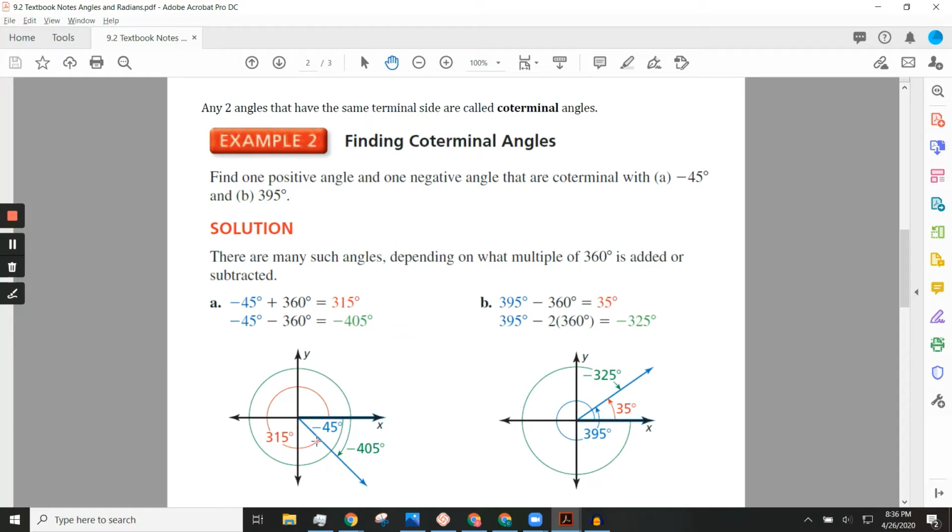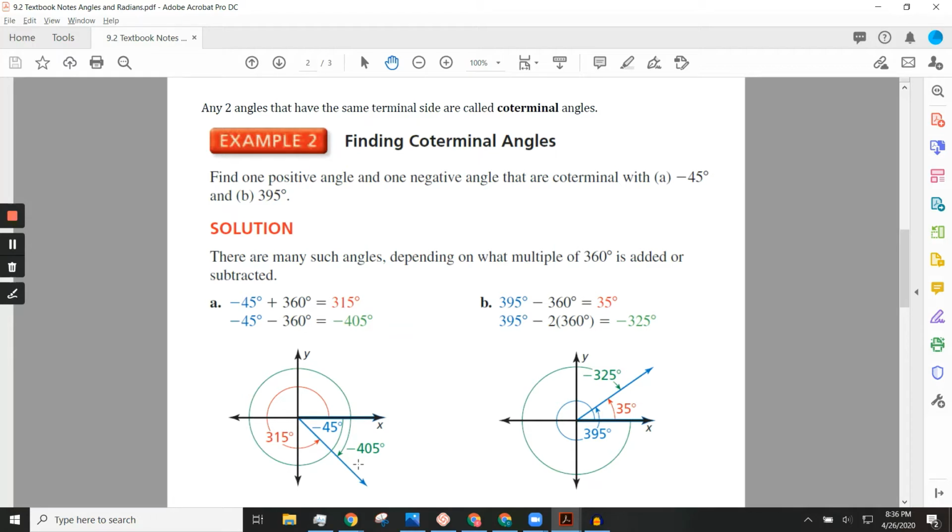in the positive direction. Or I could say, let's start at negative 45, take away 360. I'm going to spin clockwise then, a full circle. Regardless of how many times you spin full circle, you're still going to end back up on that same terminal side of the angle that referenced negative 45 degrees.